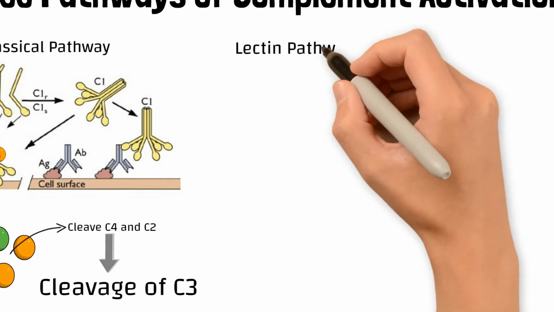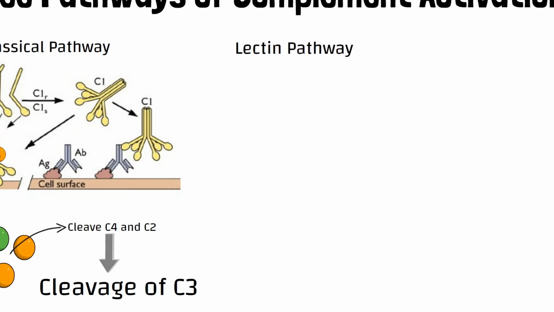The next pathway is the lectin pathway. This is considered part of the innate immune system since it does not need antibody interaction to be activated. Instead, it identifies and attaches to the carbohydrate surface molecules on microbes called lectins.